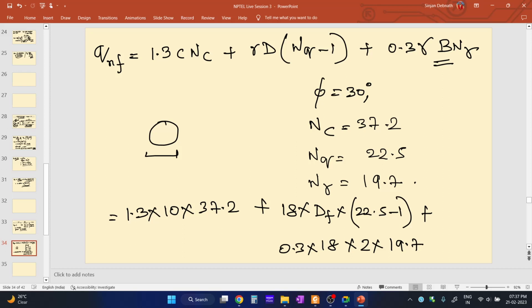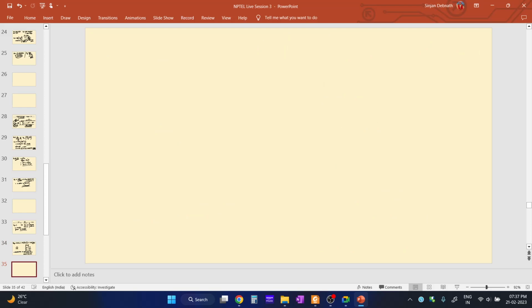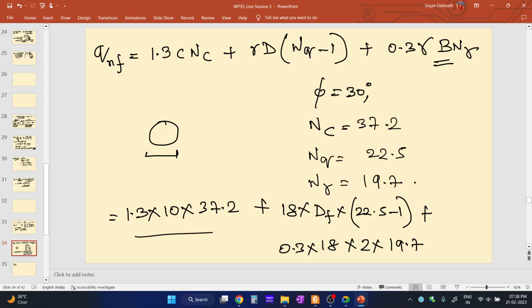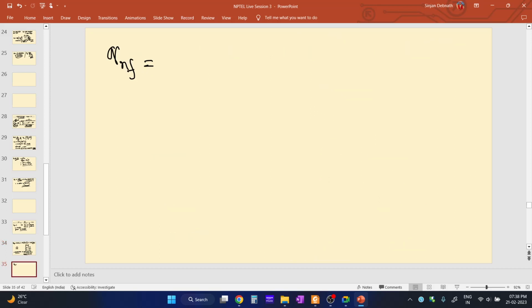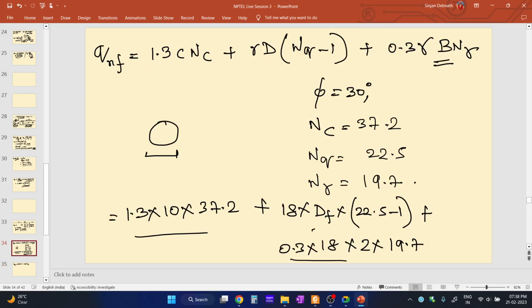So now if you calculate this equation, you will get qnf. This complete equation, you will get qnf is equal to 696.36 plus 387 Df. Okay, the Df is unknown.